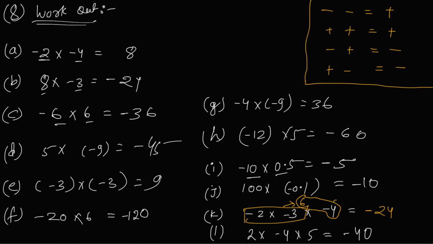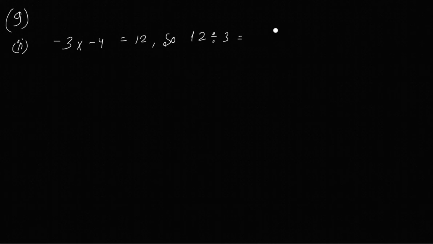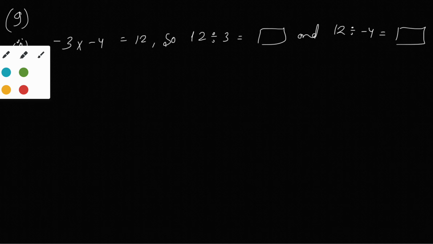Now let's move to question number 9. Question number 9 says fill in the missing numbers. The first one has been done for you. Okay, let's start with question number 2. Question number 2 is minus 3 times minus 4 equals 12. So 12 divided by minus 3 equals how much? And 12 divided by minus 4 equals how much? Okay, let's solve this one, then we will move to the next question.